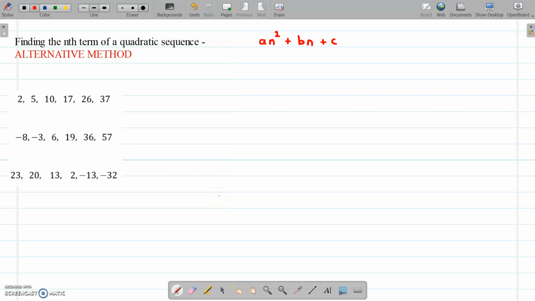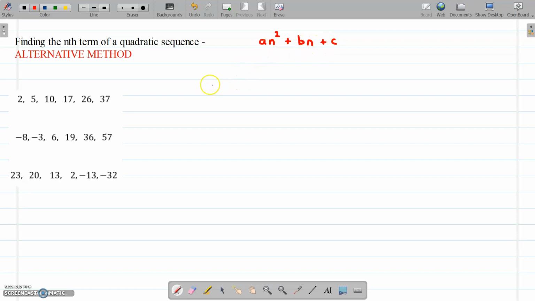Welcome to this video on finding the nth term of a quadratic sequence using the alternative method that some people prefer. I certainly do. Now, this uses the fact that we know a quadratic expression is of the form an squared plus bn plus c. If you look at the previous video on this topic of quadratic sequences, you will see examples of formulae for the nth term in that form.